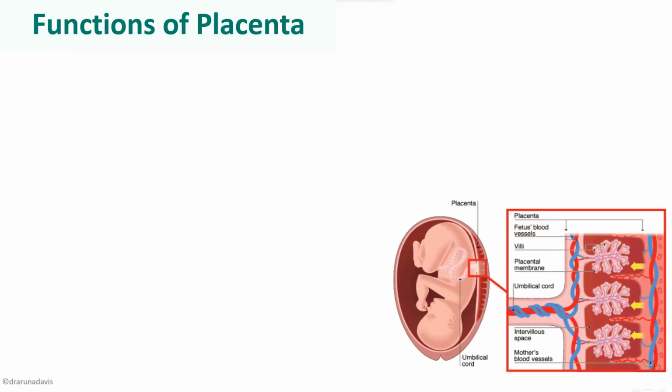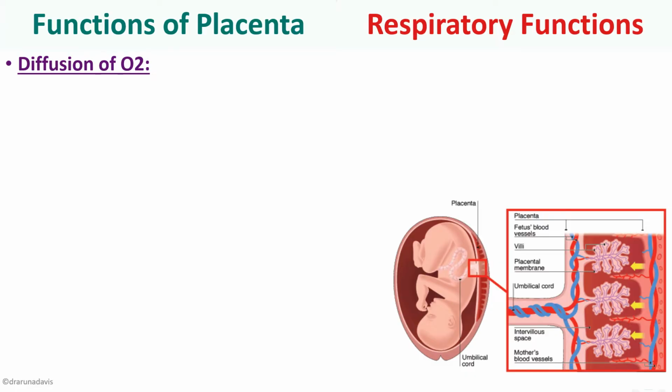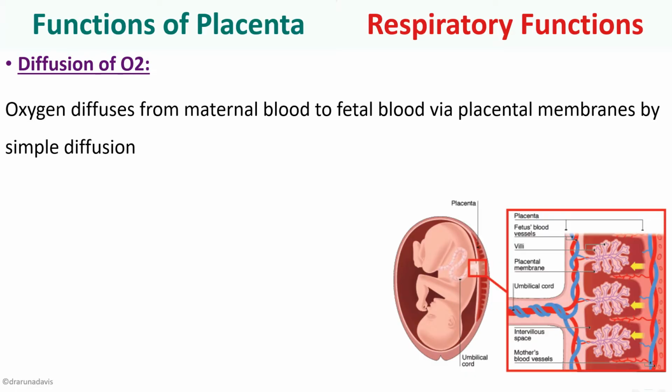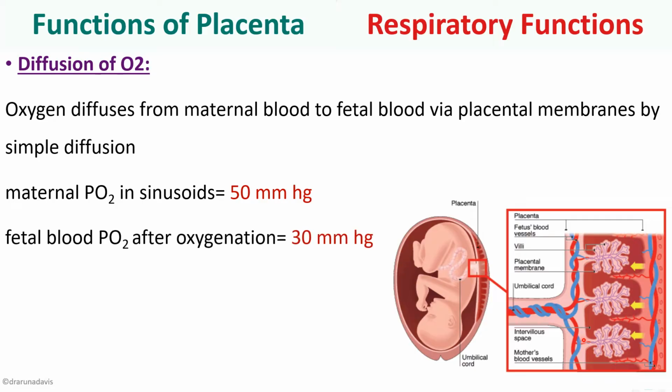As I said before, the most important one is the respiratory function. The respiratory function we can divide into 2 types: one, the diffusion of oxygen, and other, the diffusion of carbon dioxide. So oxygen diffuses from the maternal to the fetal blood via the placental membranes by simple diffusion. So it is by simple diffusion that the oxygen flows out from the maternal sinuses to the fetal part, right? The maternal PO2 in the sinusoids is 50 millimeters of mercury, and the fetal blood PO2 after oxygenation is just 30 millimeters of mercury.